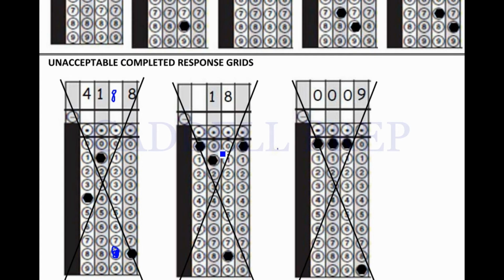Don't add a 0 in front. Don't add a 0 after. It should just be 18 and then 18 bubbled in. Then also, the number 9, for example, just start with the 9 here and bubble the 9. Do not write zeros in front of it.